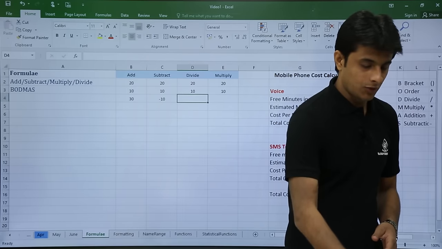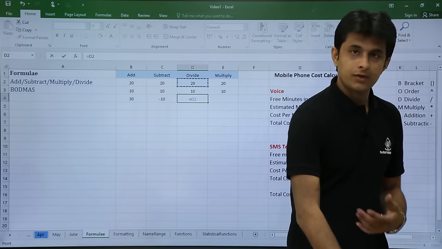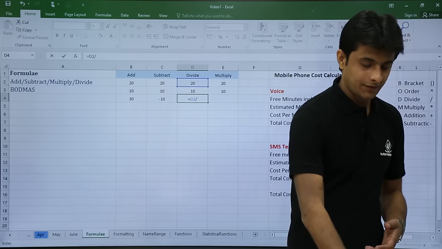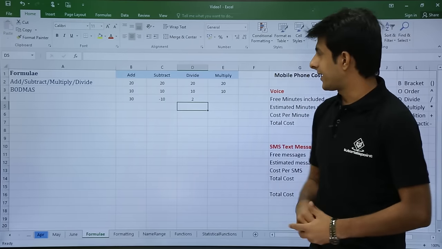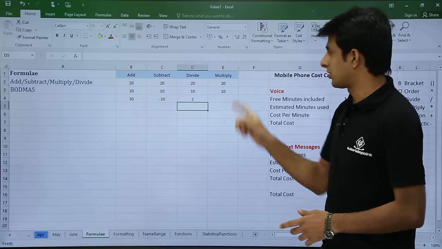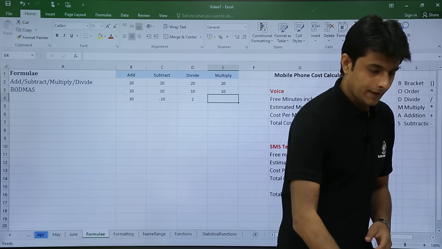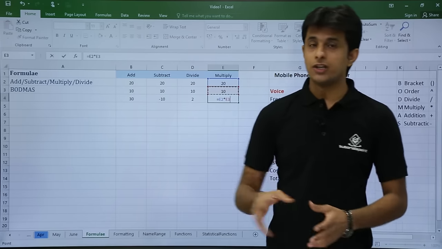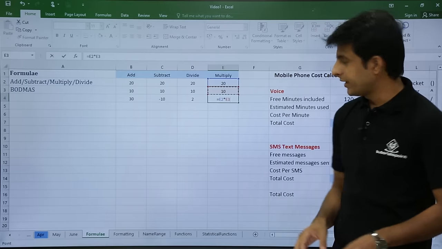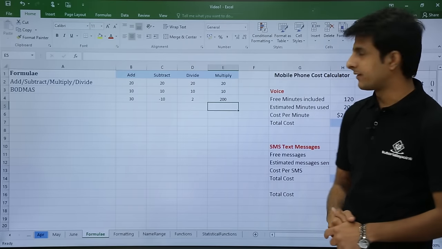Next, if I want to divide, equal to 20 divide by, that's a divide sign, 10. I've got the answer as 2. That's correct. Next, I have 20 multiplied by 10. So I'll use the operator as multiplication, equal to first cell multiplied by second cell. So the answer which is expected is now 200. The moment I press enter, you can see the answer is 200.